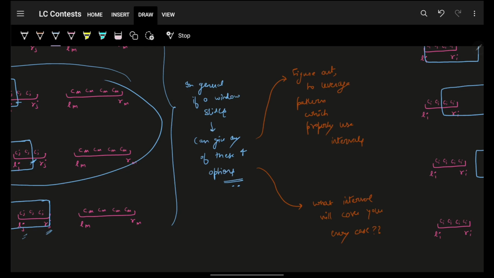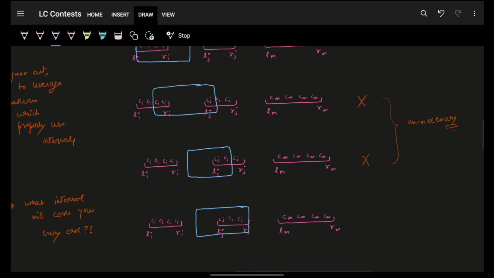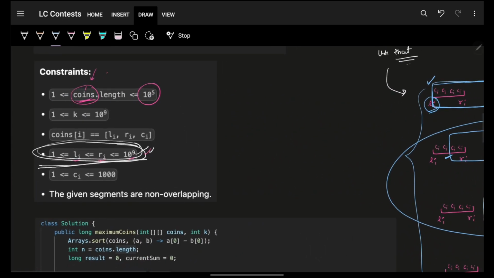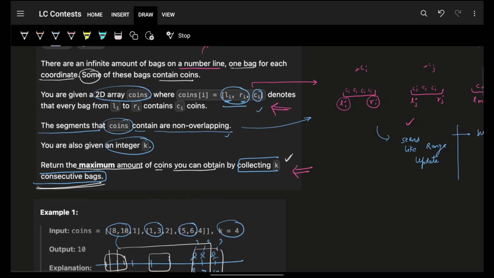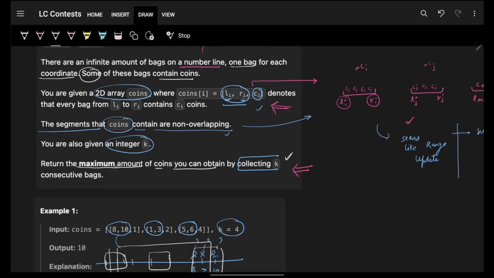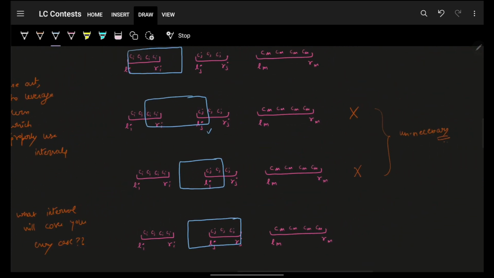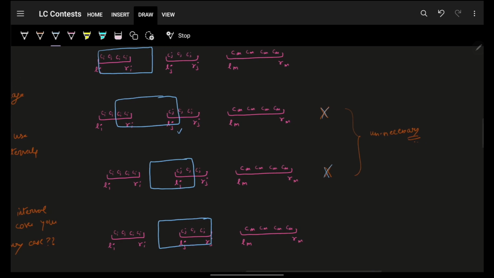So somehow can I get rid of it? Which means, is it even required is the question. Is it even possible? Because see, ultimately, my primary aim is to tell what is the maximum amount of coins I can take. Now I'm only confused whether I can get rid of these two, and I have to prove that they are unnecessary. How can I do it?